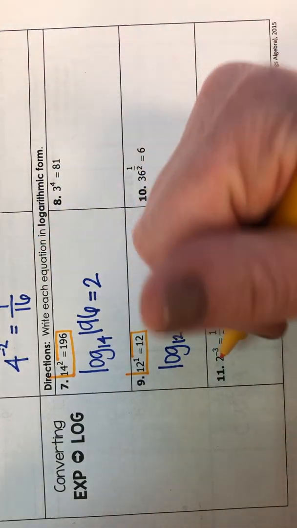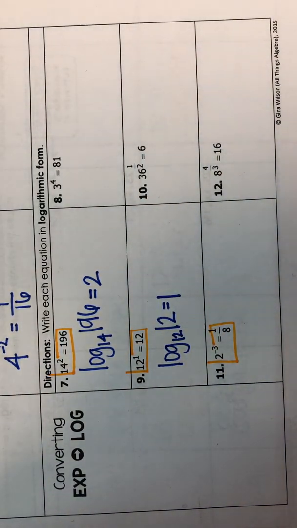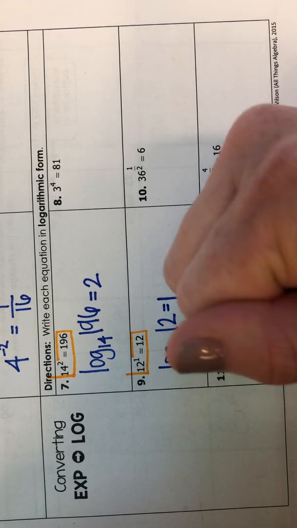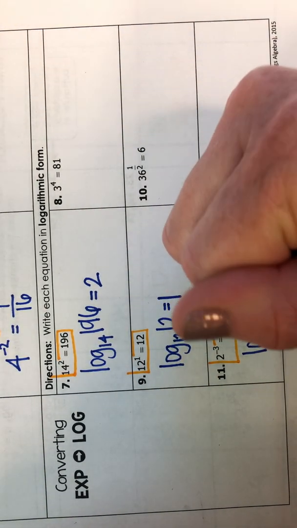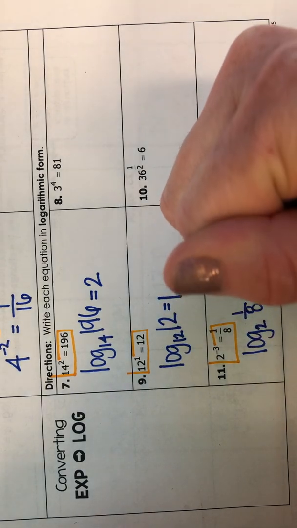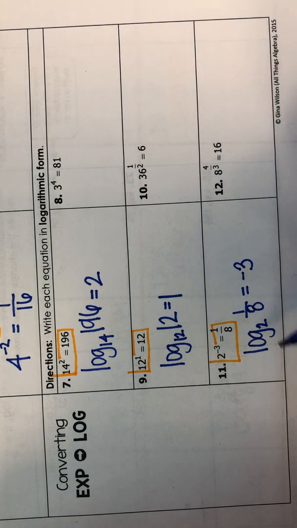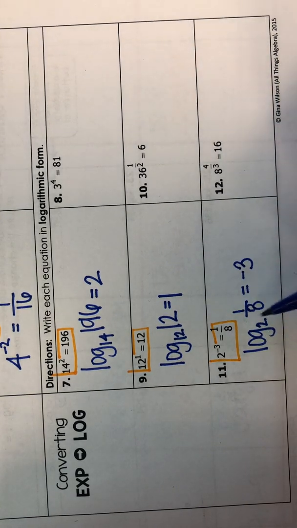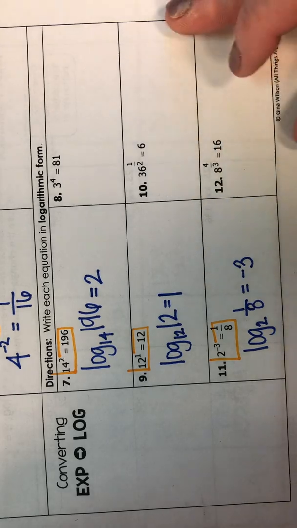And then last right here, I've got 2 to the 1/8 and the -3. So this is going to be log base 2 of 1/8 is equal to -3. Now, anytime I take the log of a fraction, my answer is going to be negative because I would need a negative exponent to create that fraction, okay?